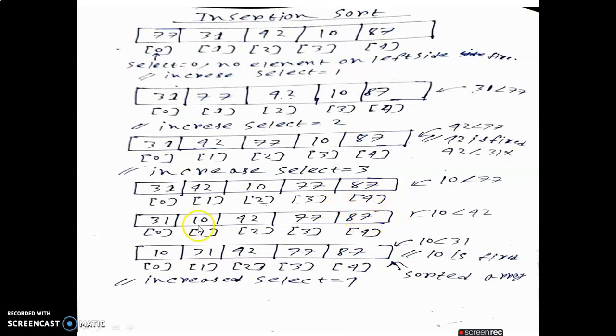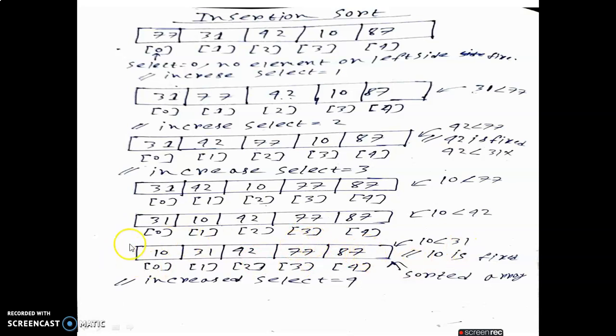Then again compare with the left hand side element, meaning compare with 31. Check: is 10 less than 31? Yes, the condition is true. Swap. 10 goes here, 31 goes there. So the array is 10, 31, 42, 77, 87.